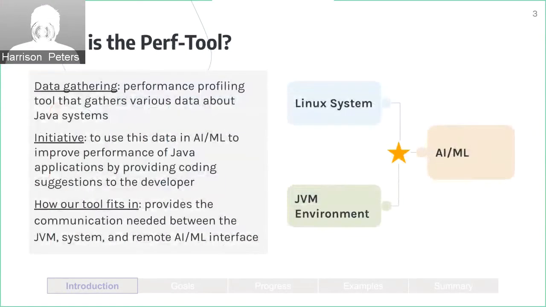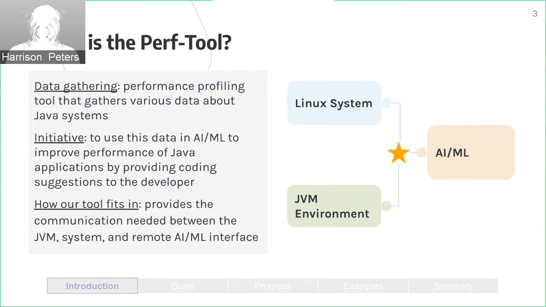Okay, so what is the perf tool? Really it's just a performance profiling tool that gathers various data about Java systems. Right now it takes information from the JVM environment using APIs such as JVM TI and JNI, and information from the Linux system such as through Linux perf, and outputs it into a format that we hope can be ingested by AI machine learning algorithms in the future to provide code suggestions to the developer.